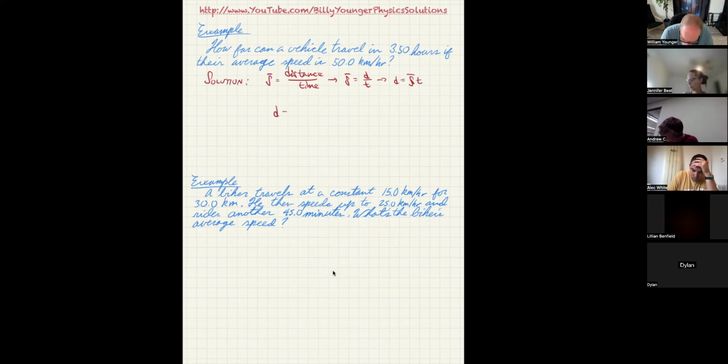So the answer to the question is 50.0 kilometers per hour times 3.50 hours. Now, if I had given you that time in minutes, we'd have to either convert the kilometers per hour to minutes, or we'd have to convert the minutes to hours. The main thing is we just need them to cancel out. Of course, 3 times 50 is 150, and then 0.5 times 50 is 25. So this is 175 kilometers.